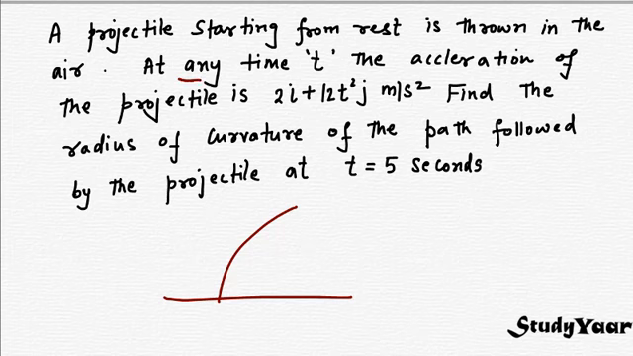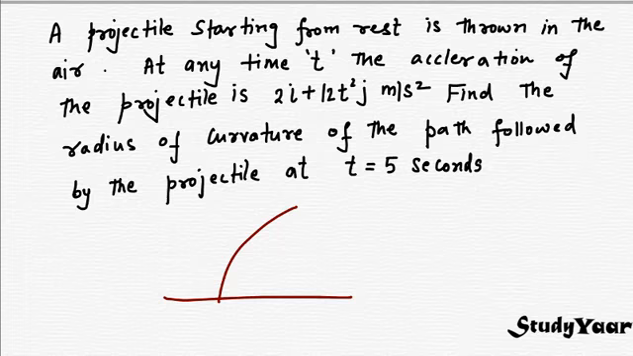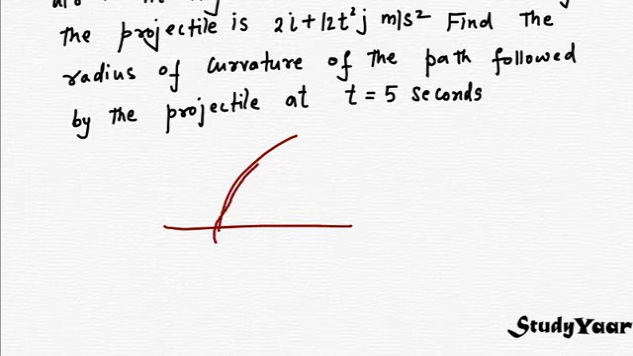At any time t, the acceleration of the projectile is given by this expression: 2i plus 12t square j. So your acceleration in x direction is 2 and your acceleration in y direction is 12t square, at any given time t. We have to find the radius of curvature of the path followed by the projectile at t is equal to 5 seconds.